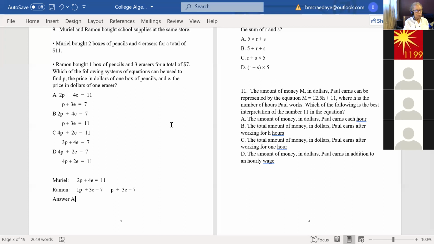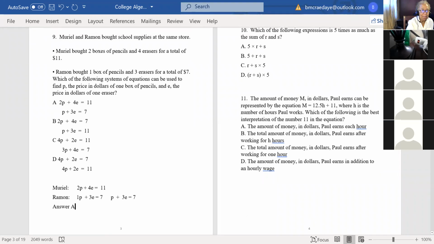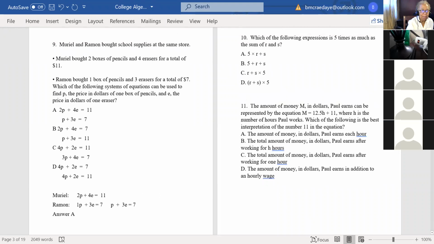Questions? Where's that noise coming from? Latoya, is that you? No. Audrey, is that you? This noise. Not me. Okay, any questions on number 9? No, I still hear the noise. What kind of noise? It sounds like somebody moving something. Chastity, is that you? No. Okay, I don't hear it now.